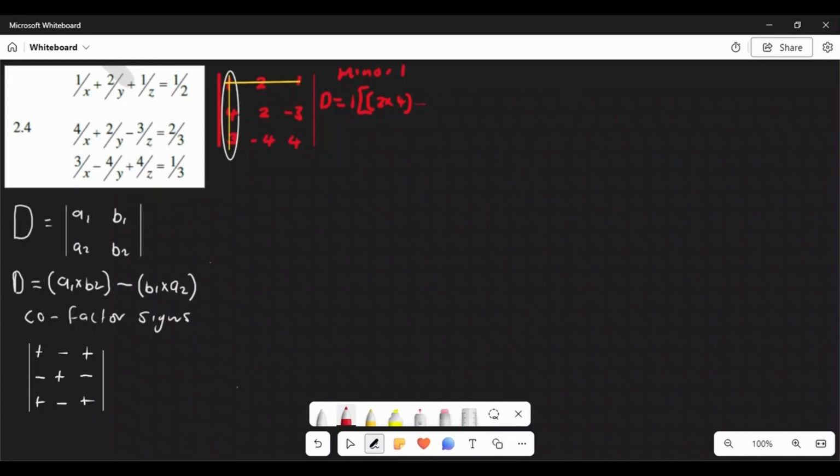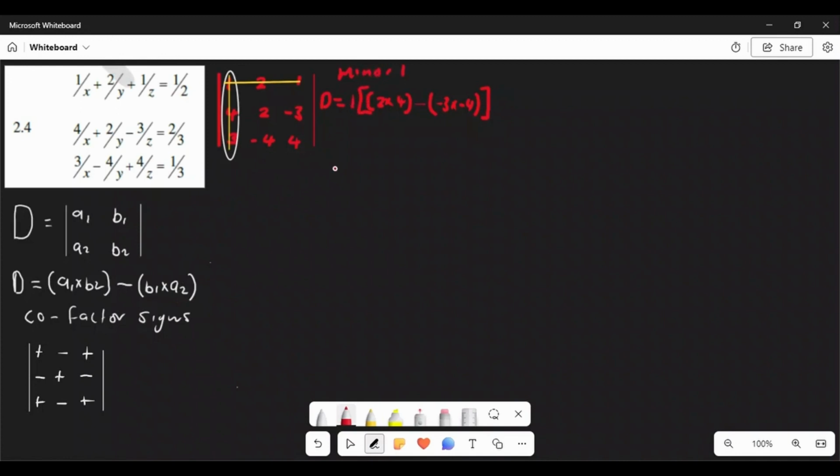All right, let's do this. So it's going to be -3 multiplied by -4. I hope you guys understand, right? So we are done with when the minor is 1.